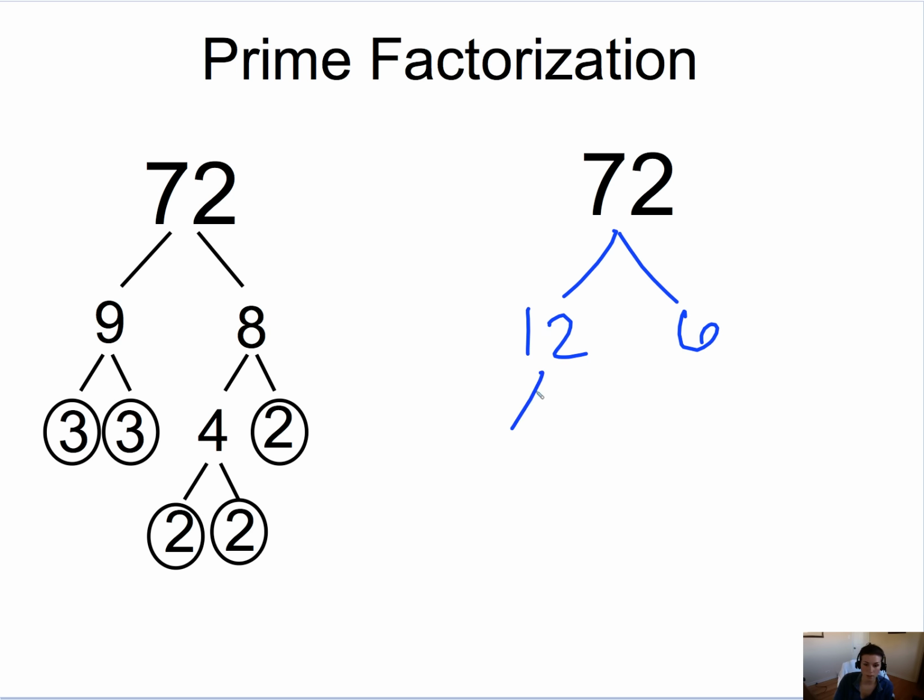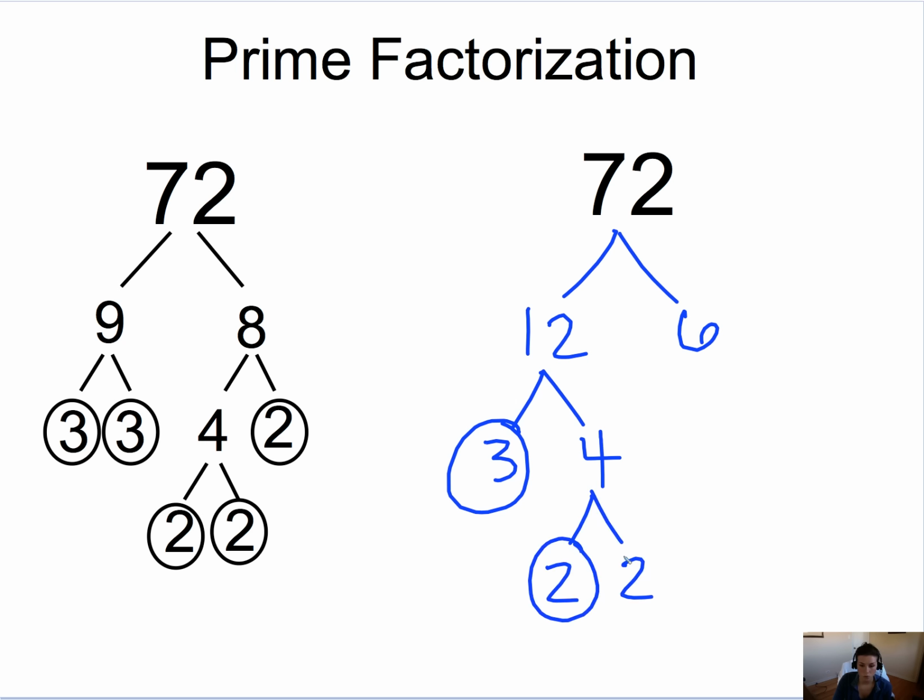And now we can break these down. Neither of these are prime, so I need to break down 12. I could break it down into 3 times 4. 3 is prime, so I circle it. 4 is not prime, so I need to keep going. Well, that would be 2 times 2. 2 is prime, so I circle those.